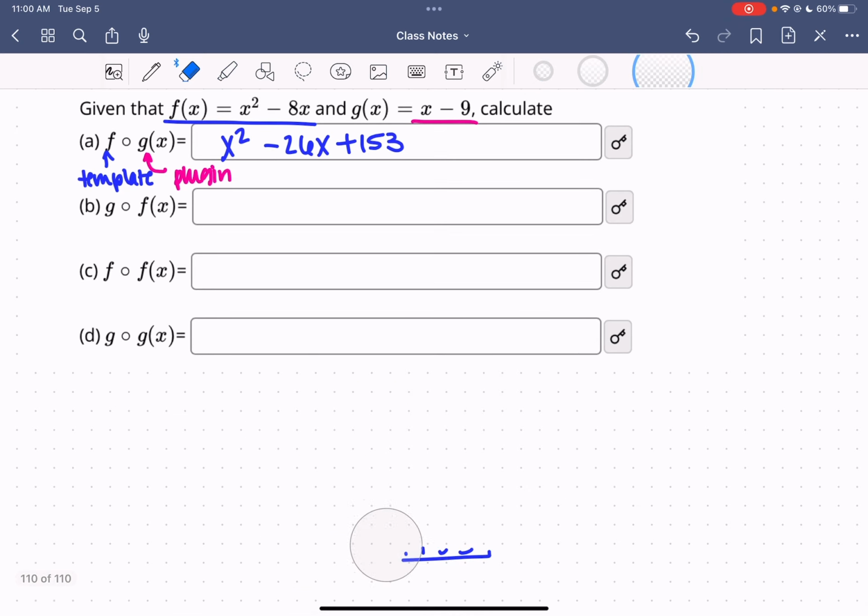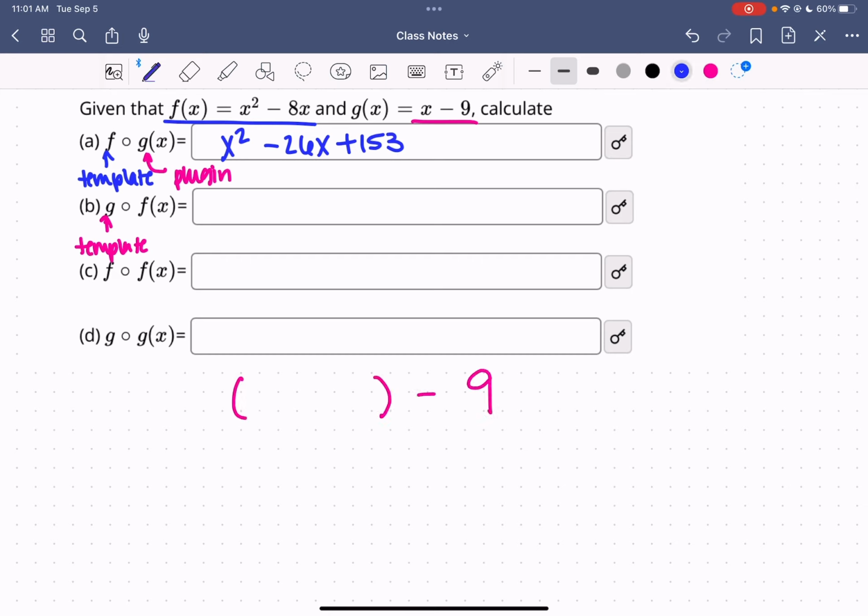Now, in our next piece, we're going to do the same situation, but you can see here g is first. So this is going to be our template. So I'm going to rewrite my g equation with blank parentheses everywhere I have an x. And then the second letter is what I'm plugging in. So now I'm going to plug in my f equation. Now the cleanup on this is not bad because the parentheses just gave me a place to input what I need to plug in, but there was no arithmetic to it. So this would just be x squared minus 8x minus 9.